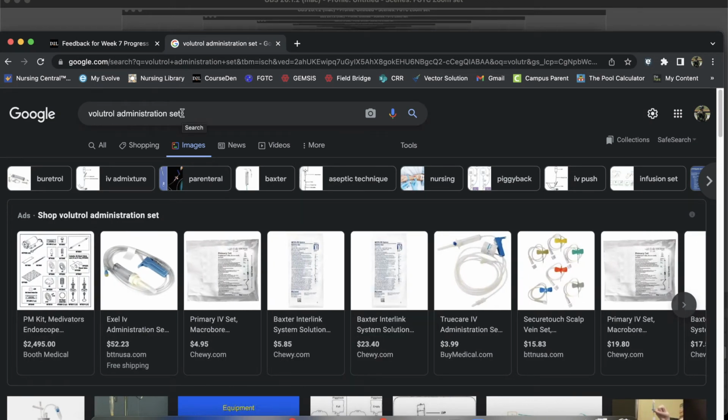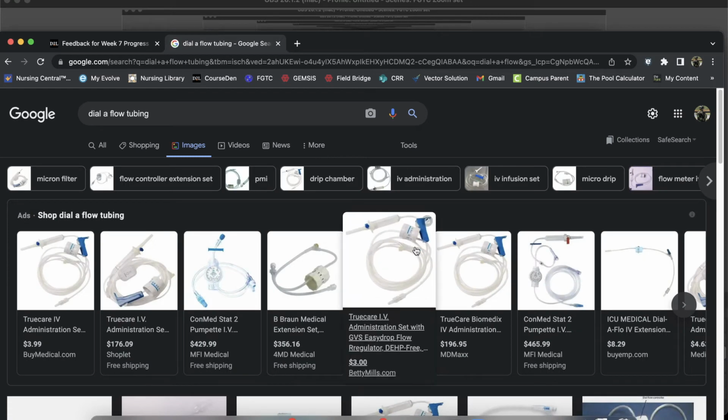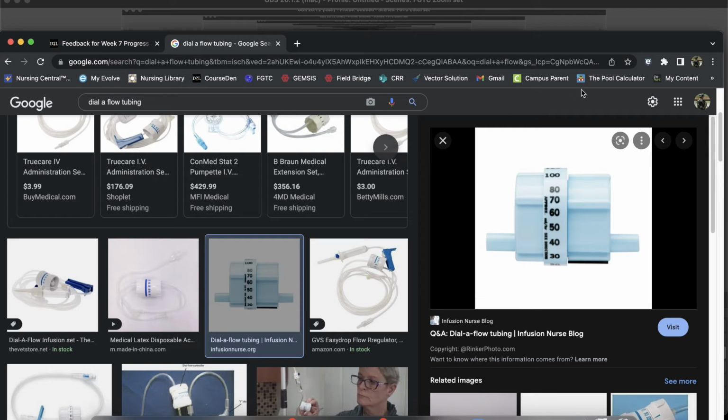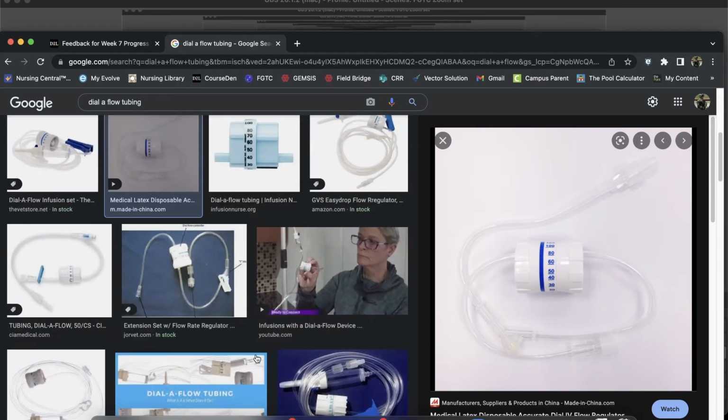Now, another option would be the Dial-A-Flow sets. They come in different designs. You might have something that looks like this connected in line with your fluids. Here it is in a line setup. And you can see that you just adjust that to the number 30, 40, 50, 60, 70, 80 drops per minute is what that's set at.